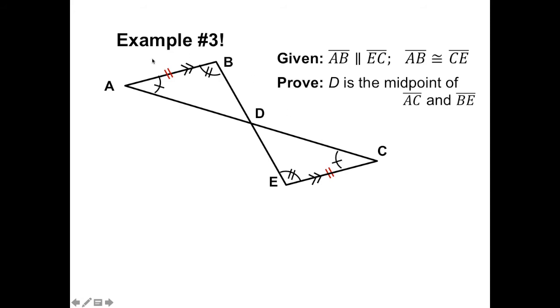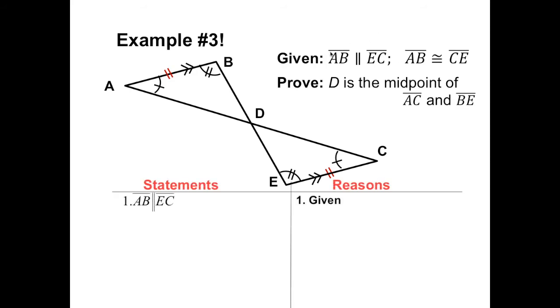Why would I know angle C is congruent to angle A, and why would I know angle E is congruent to angle B? Well, I'm given that information right here, okay? So let's get into it. Let's go ahead and write it on out. Given, you're given that, right?